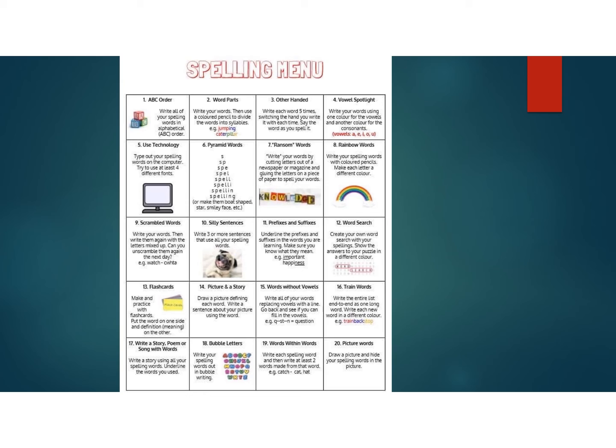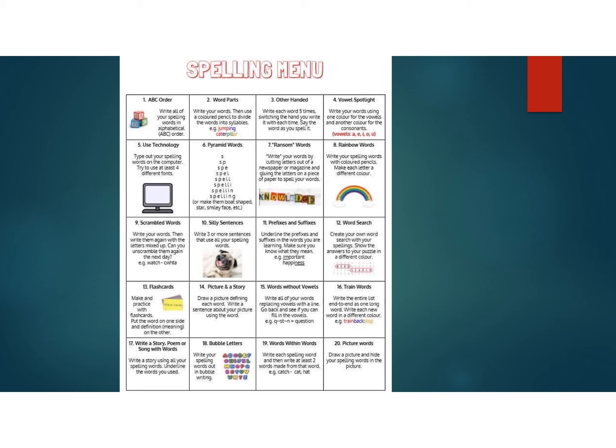The next task on the grid is train words, in which you would write all your spelling words back to back, but using a different colour. The 17th task is writing a story, poem, or song with the words. So you can create your own story, you can create your own poem, or write your own song using all your spelling words. Make sure to underline the spelling words that you use and make sure that it makes sense.